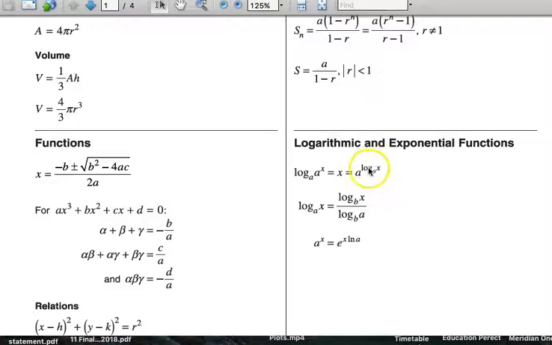This a to the power of log to the base a, that cancels out as well, and that equals x as well. So you do have those rules on your formula sheet.